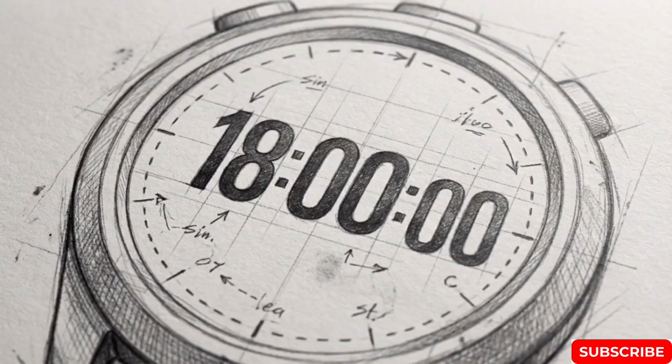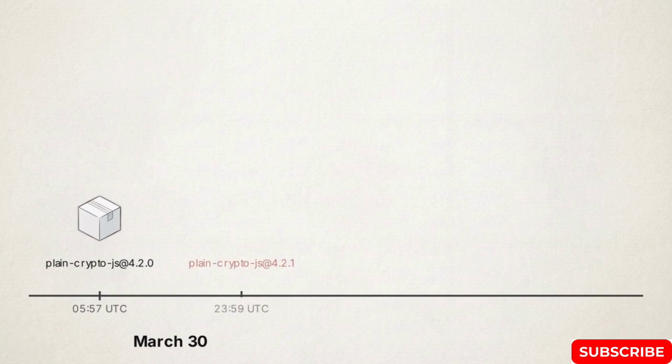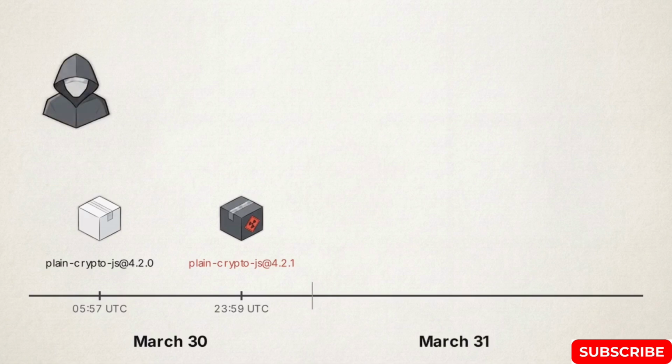The 18-hour deployment followed a strict predetermined sequence. This timeline begins on March 30th at 05:57 UTC. The attackers published a clean, benign version of the plain-crypto-js package to establish a baseline in the registry. At 23:59 UTC, the attackers published version 4.2.1, this time containing the malicious payload.